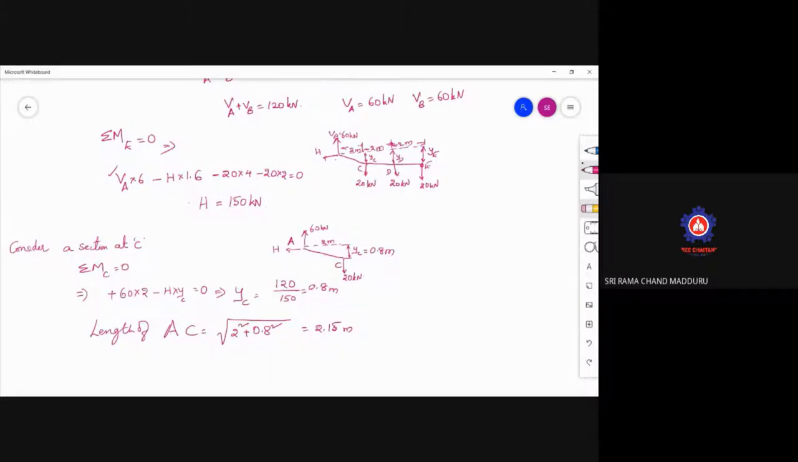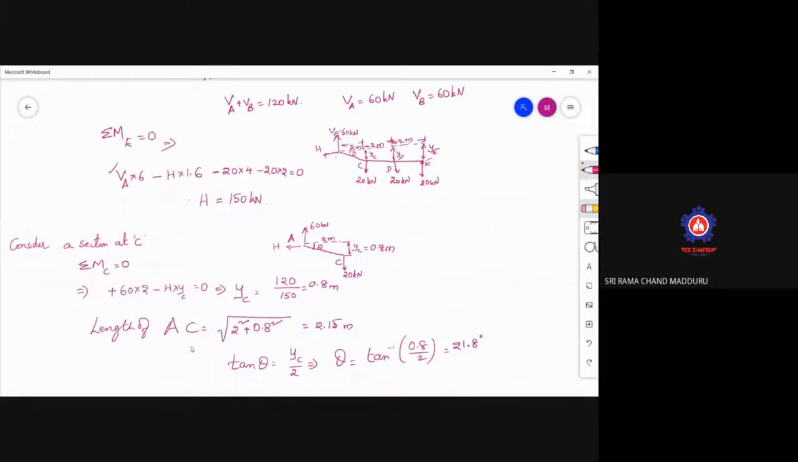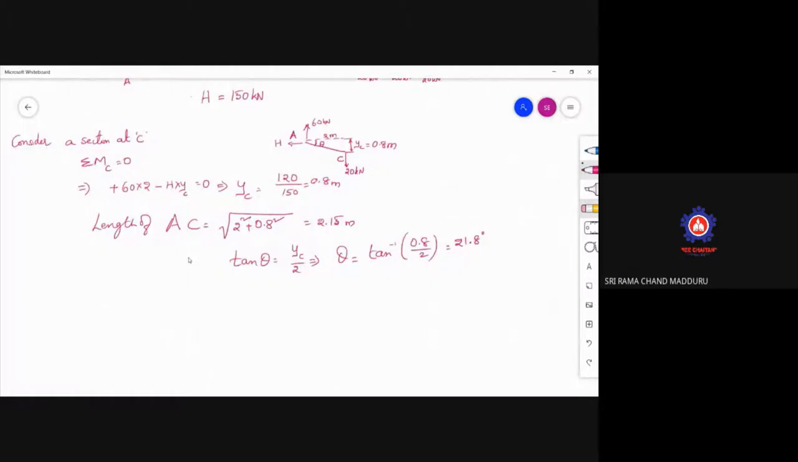Now, what is the angle made by this one? If I call it theta, you know tan theta is equal to YC by 2. That implies theta is equal to tan inverse of 0.8 by 2, 21 degrees. Got that? 21 degrees exact? Right, sir, 21.8. Theta is equal to tan inverse of 0.8 by 2.